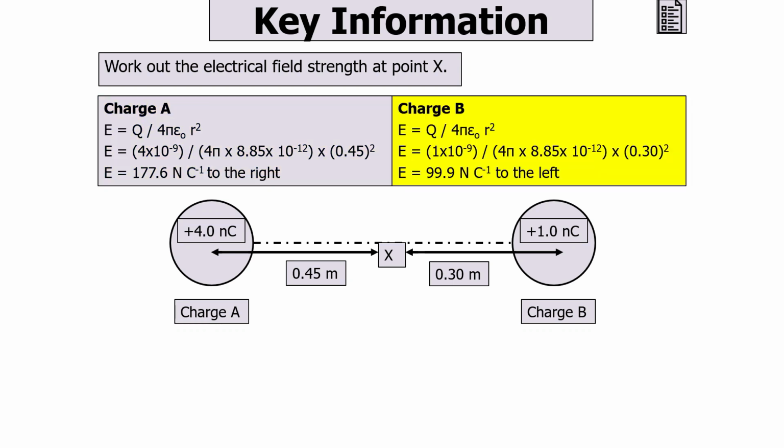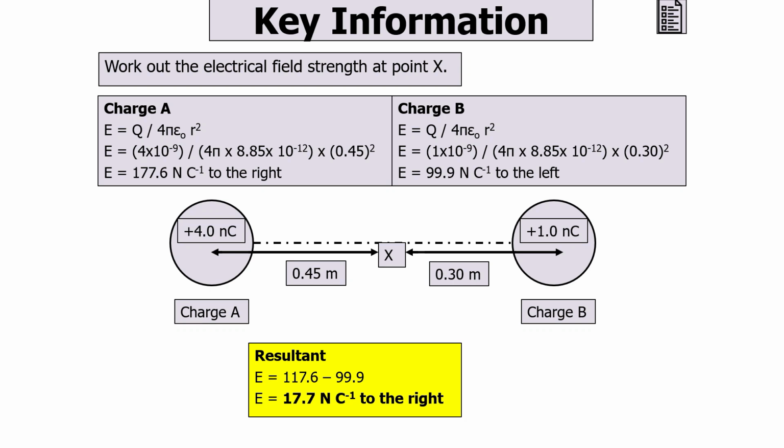We then work out the electrical field strength from charge B. 1 times 10 to the minus 9 over 4 pi epsilon 0 times 0.30 squared, which is 99.9 newtons per coulomb to the left. As one is acting to the right and one to the left, we can then sum them, which is actually a subtraction, so it's 17.7 newtons per coulomb to the right.